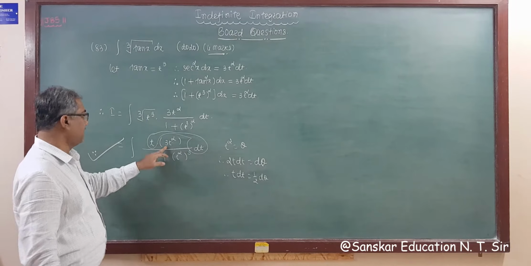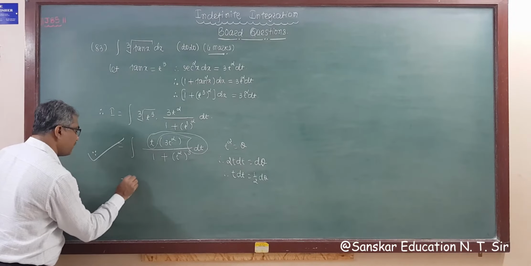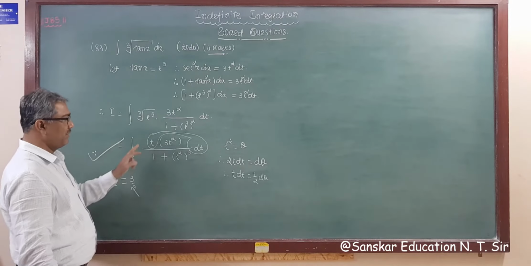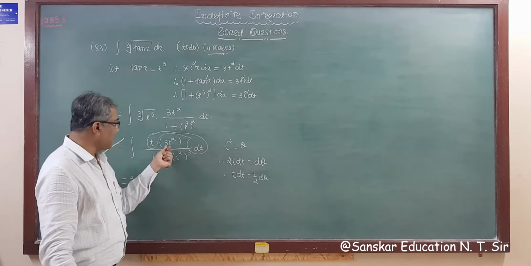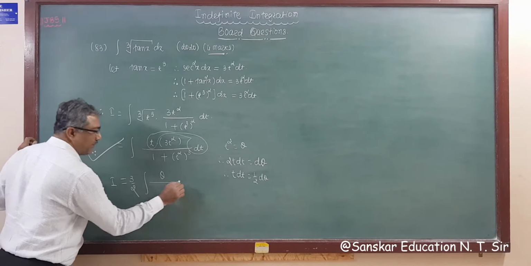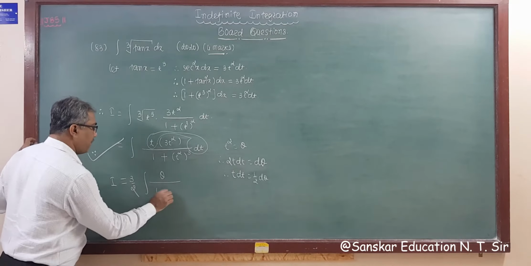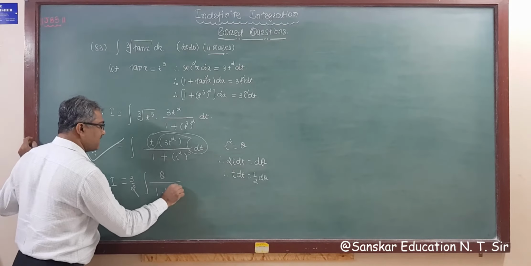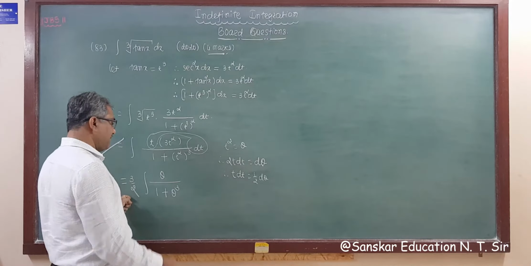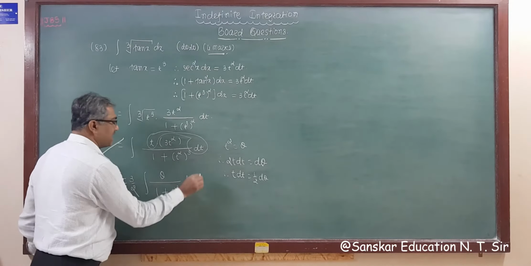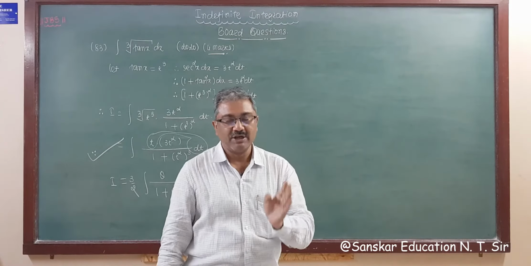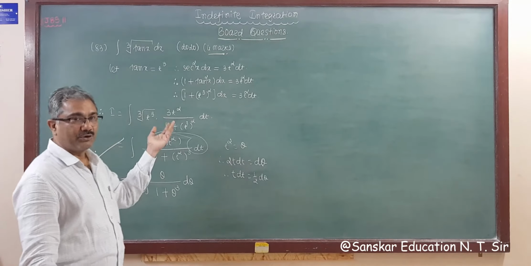3 is already there, so writing 3 outside the integral sign, so this becomes 3 by 2. Now t dt is half d theta and t square is theta, so this is integration theta upon 1 plus t square is theta, so this is theta cube, and t dt is half, that is here, and remaining is only d theta. And this type of question we did in previous videos, right?